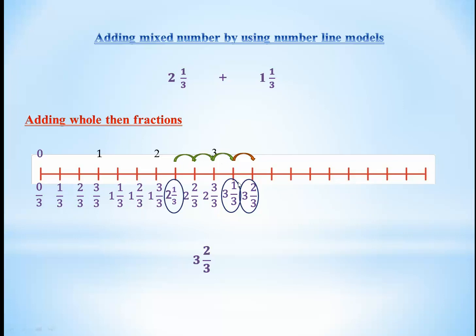So, to move from 2 and a third, 1 whole, it means we are going to move forward 3 steps. 1, 2, 3. So we will stop at 3 and a third. Then add the fraction. The fraction here is 1/3. We know that every step equals 1/3. So let's move 1/3 only. So we will stop at 3 and 2/3. And this is the answer.